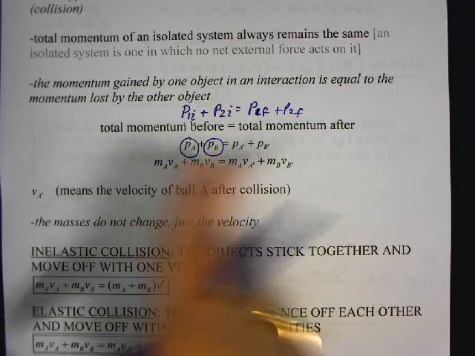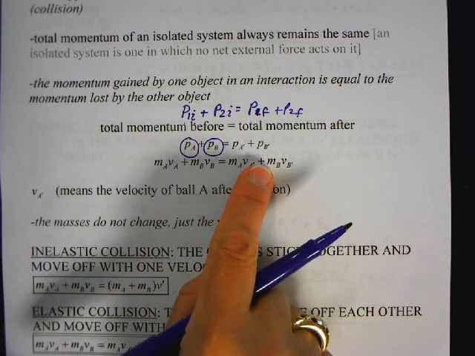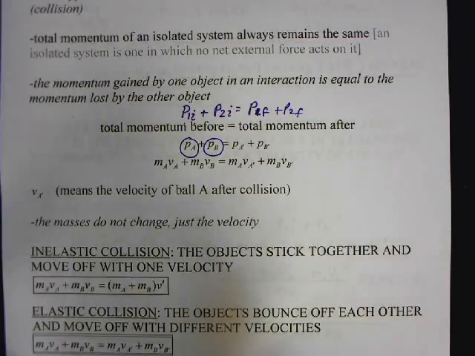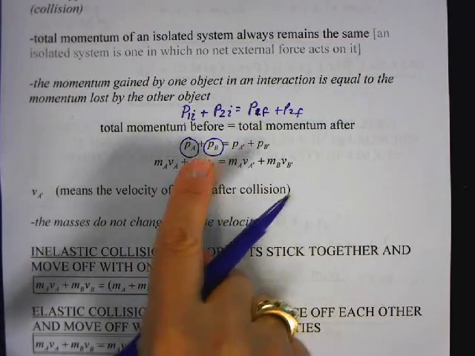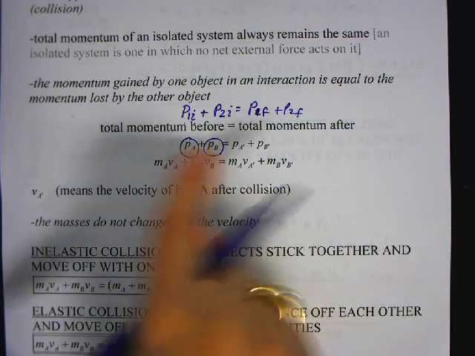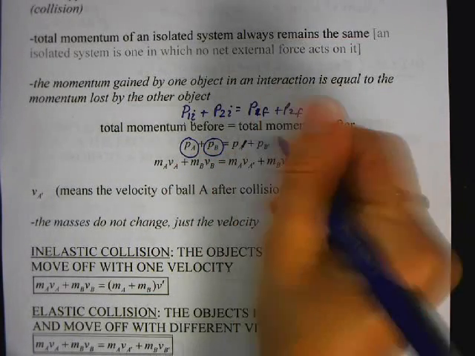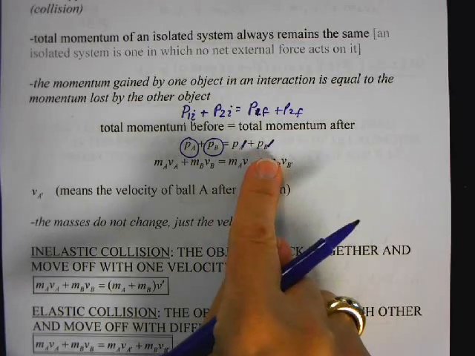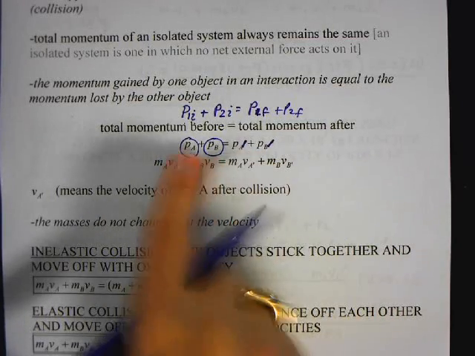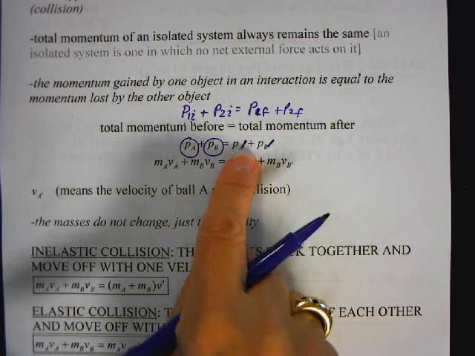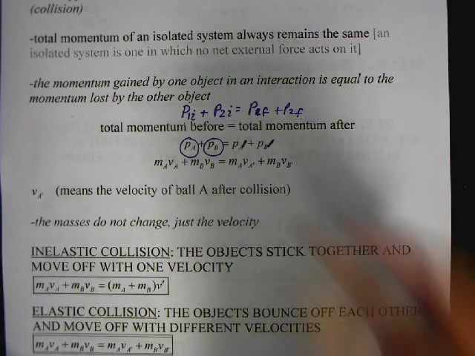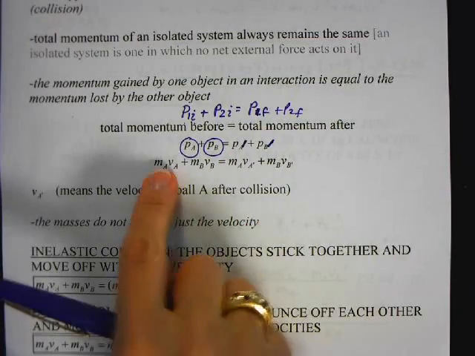What I usually do is, for momentum, I call objects A and B, so I don't mix up the letters and the numbers. Then to distinguish before collision from after collision, I put a dash like this and I call this prime. So the total momentum before is the total momentum after, and the difference is I call this prime. But again, you do what you want.